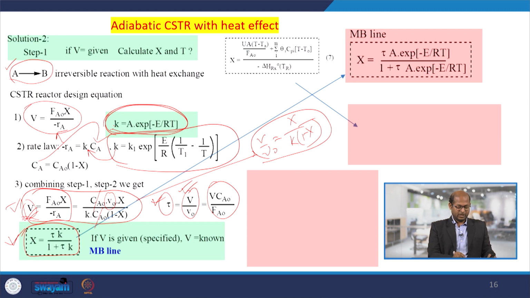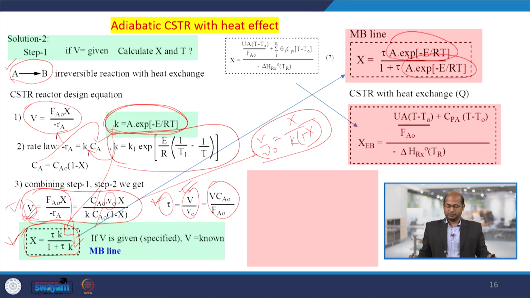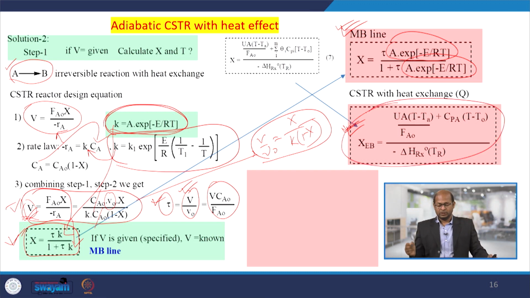Then in k, here and here in the denominator, both places we are substituting this. So these equations we can write. This is the material balance line and this is the energy balance line. From the design equations we have developed this, and from the energy balance equations we already know these equations, so I am not writing them here.